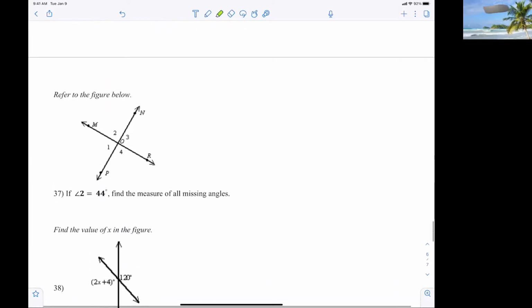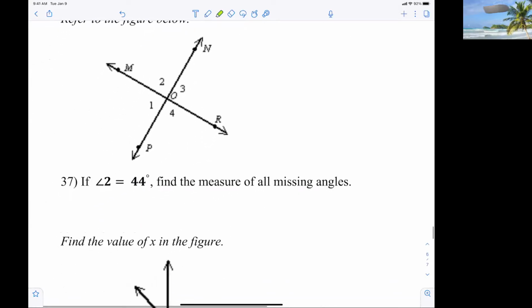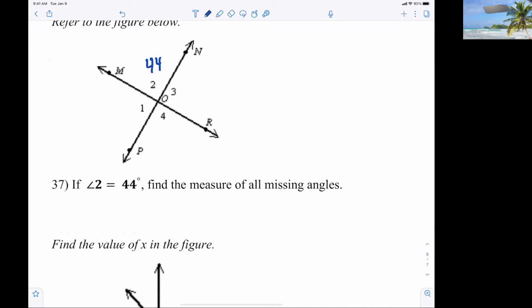Tyler, 37. All right. If angle 2 is 44, find the measure of all missing angles. I already did it. So 2 and 4 are 44, and 1 and 3 are 136. Thanks. All right, I'm pretty happy with that. Thank you.